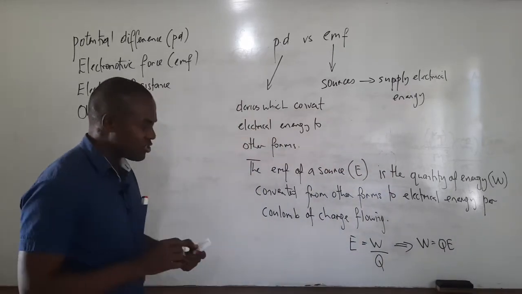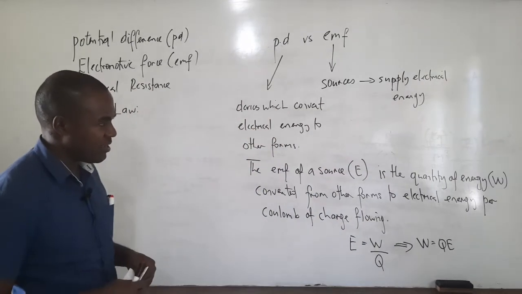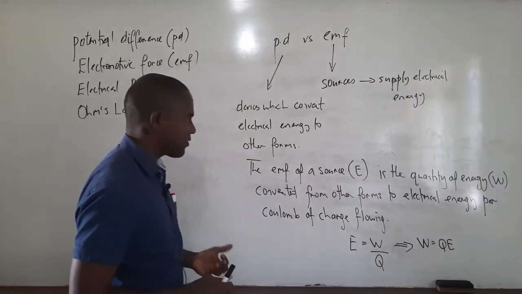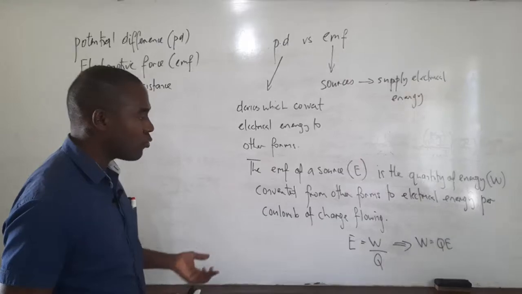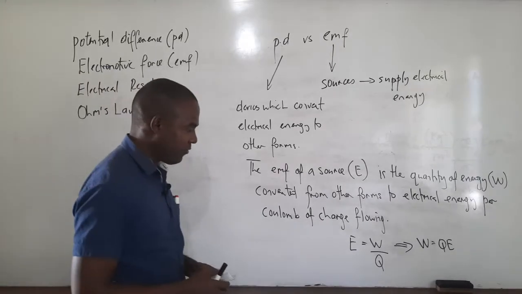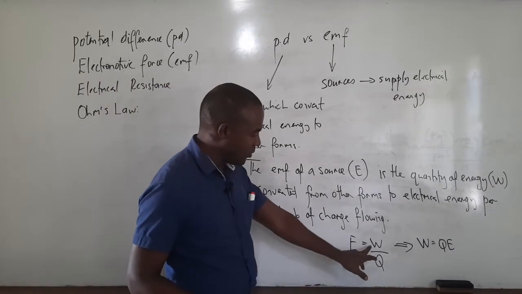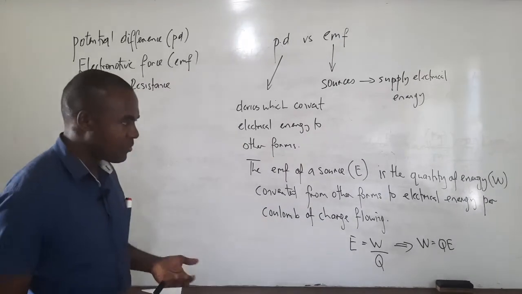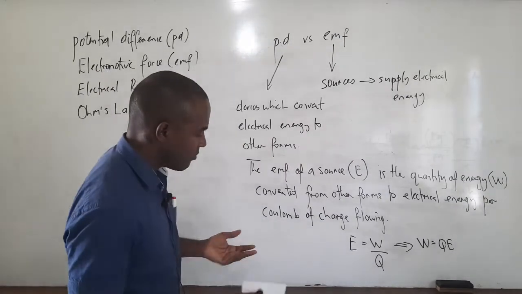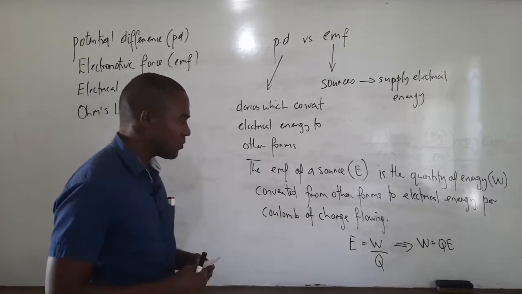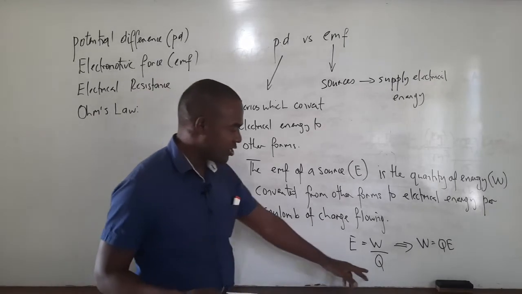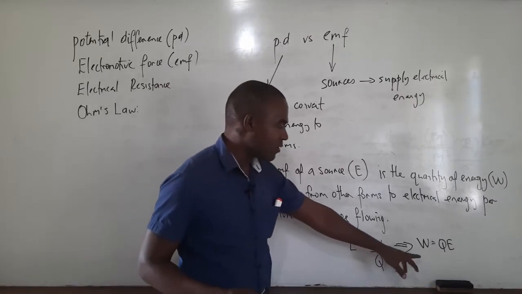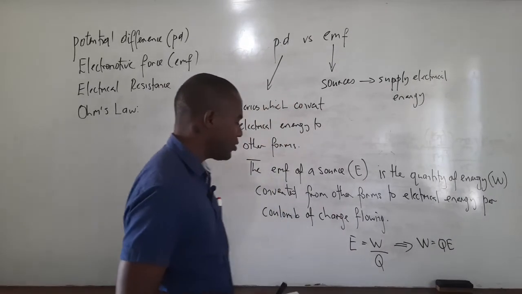Right? So we managed to define EMF, and as I said, EMF refers to the quantity of energy converted from other forms to electrical energy per coulomb of charge flowing. So if a certain amount of energy, W, is converted from other forms such as mechanical energy to electrical energy, when a quantity of charge Q flows, EMF is given by E equals W over Q, from which you can get W is equal to QE.